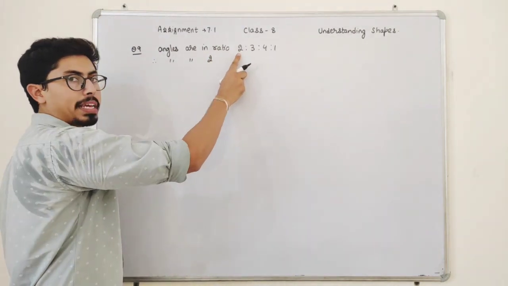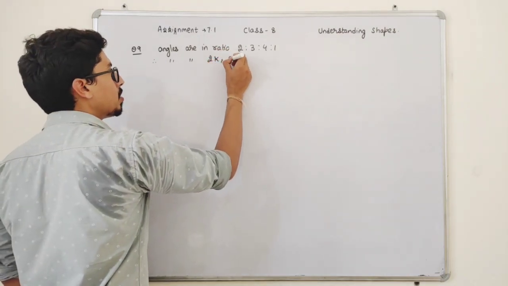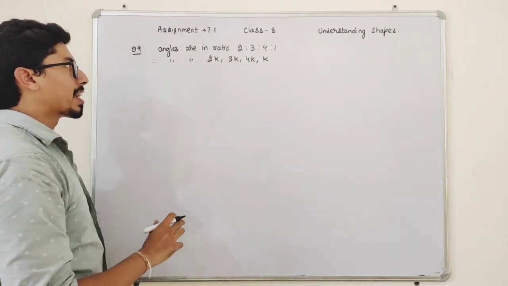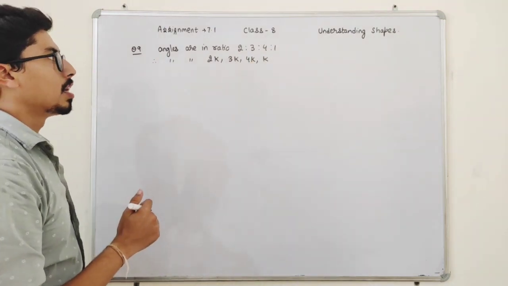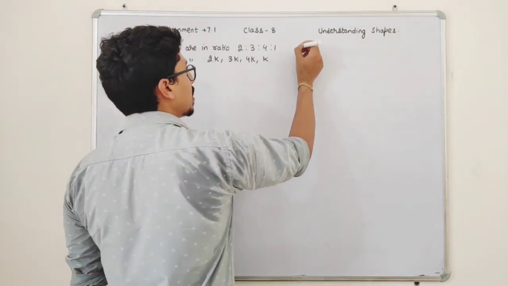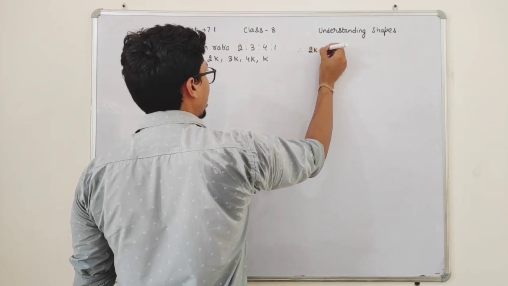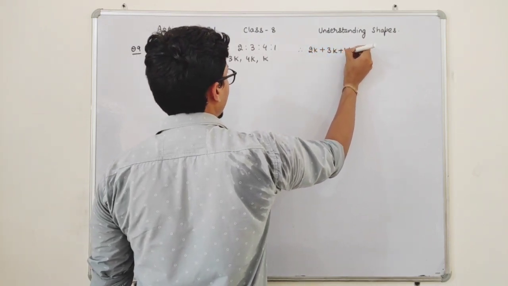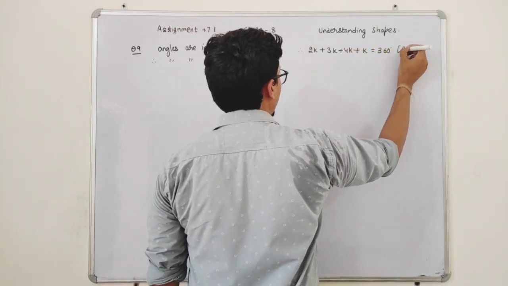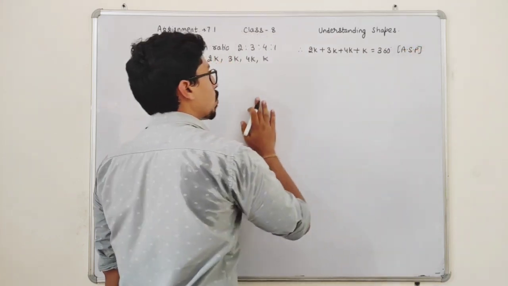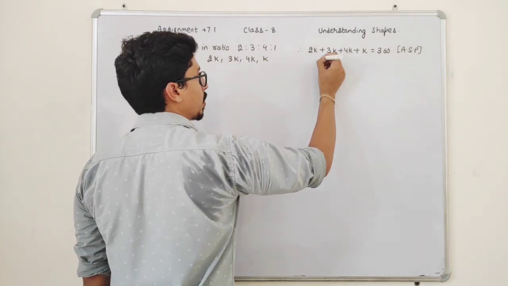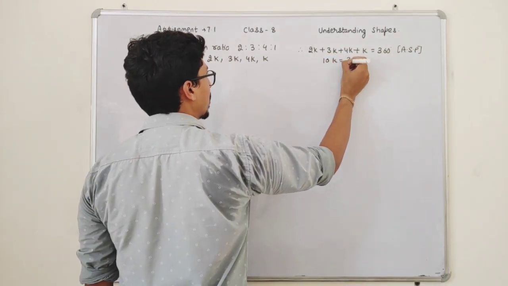So if I multiply k by 2, it will be 2k, 3k, 4k, and 1 into k will be k. So these are the four angles of the quadrilateral. Students, if these are the four angles of the quadrilateral, the sum of these four will be 360 degrees. Therefore, 2k plus 3k plus 4k plus k will be 360 degrees. And the reason is the angle sum property of quadrilateral. Just add them. 4 and 3, 7, 8, 9, 10. So it will be 10k. 10k will be 360 degrees.